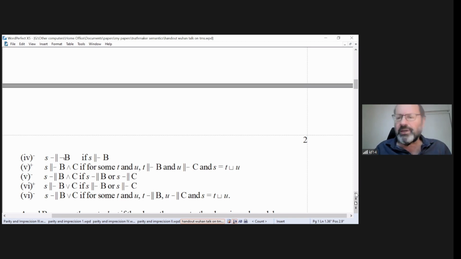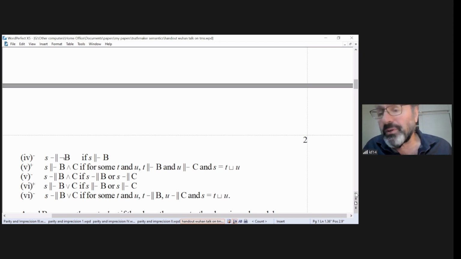Now, if we insist that the truth makers for the sentence letters be closed under non-empty fusions, then we can adopt the standard clauses under the inclusive semantics. But what we need to do is in the clause for disjunction, we need to add an extra clause and say that a truth maker for B or C is either a truth maker for B or a truth maker for C or a truth maker for the conjunction. That is a fusion of the respective truth makers for B and C.